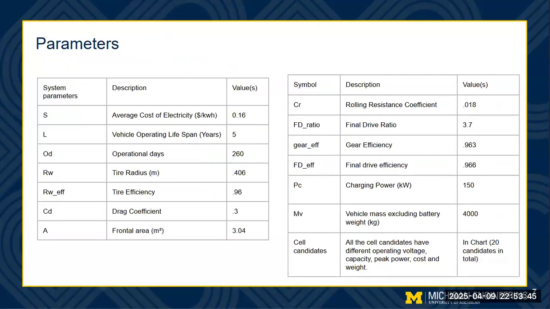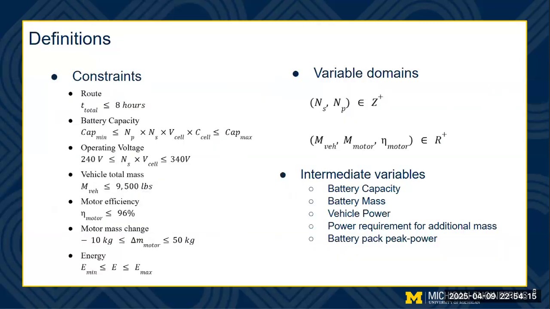Here are the system parameters used in the optimization. On the left-hand side, we have constants like electricity cost, vehicle lifespan, number of operating days, and physical values like tire radius and frontal area. On the right-hand side, we have mechanical parameters like rolling resistance, drive ratios, and efficiency. These values help define the vehicle behavior and are used in our energy and cost calculations. Next slide, please.